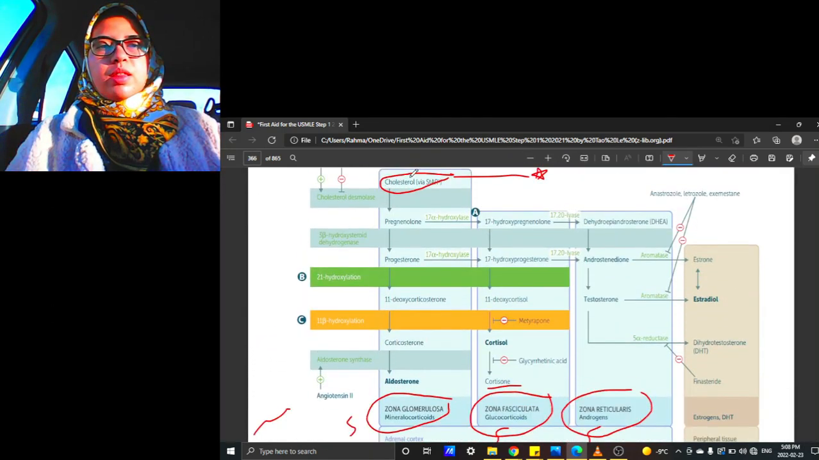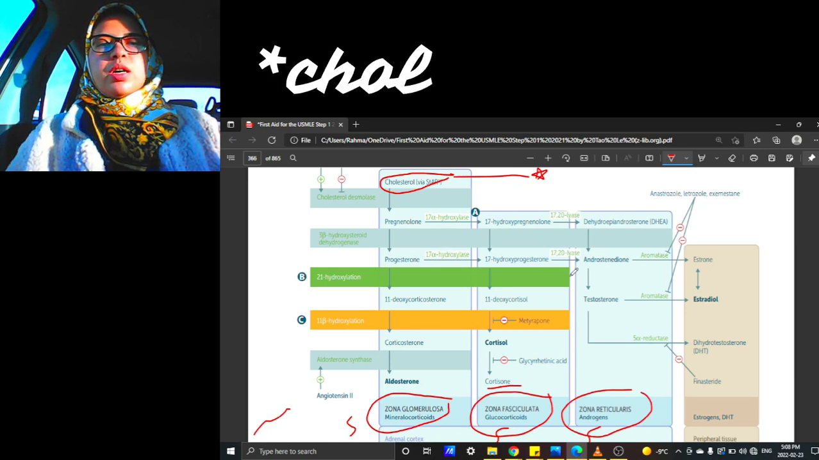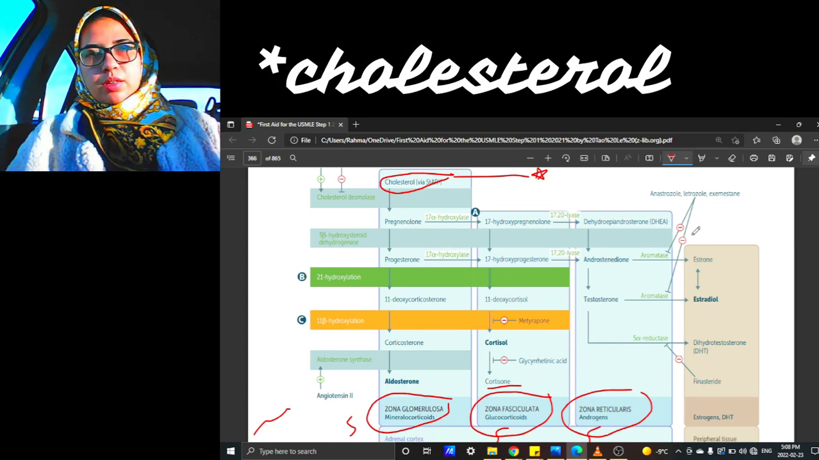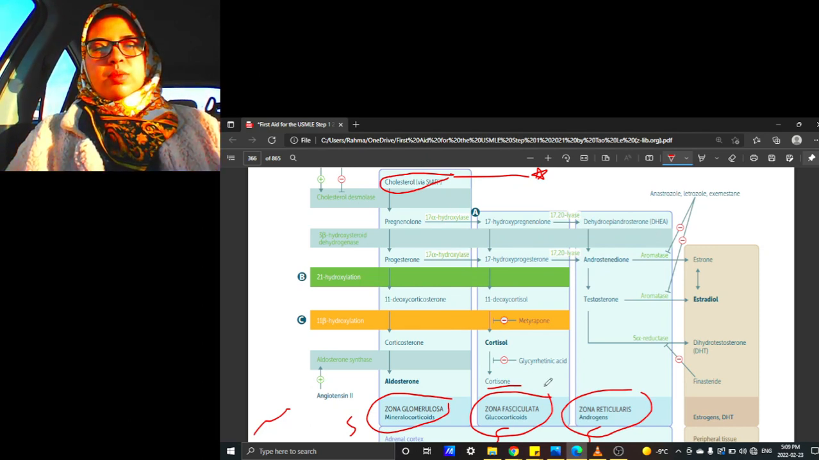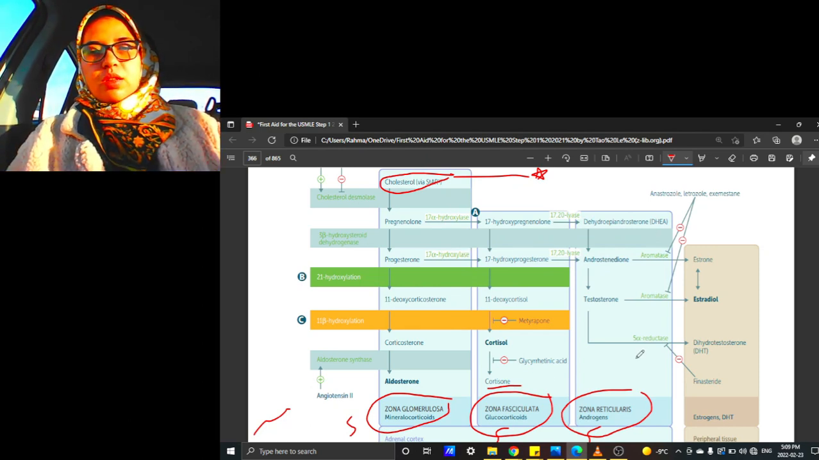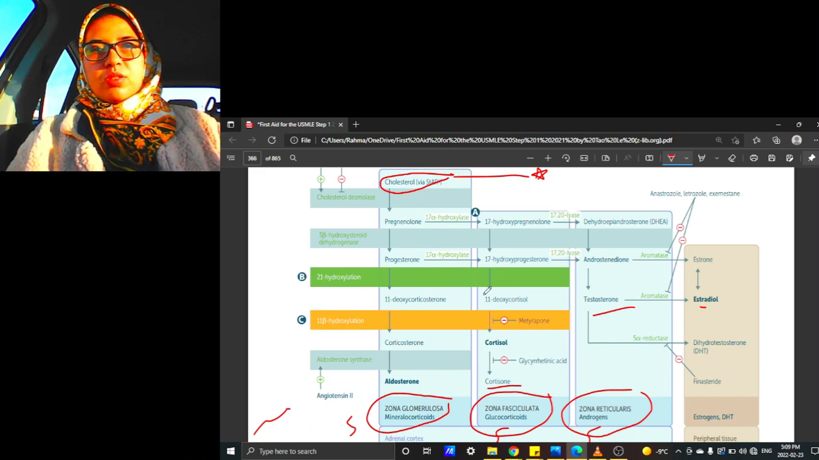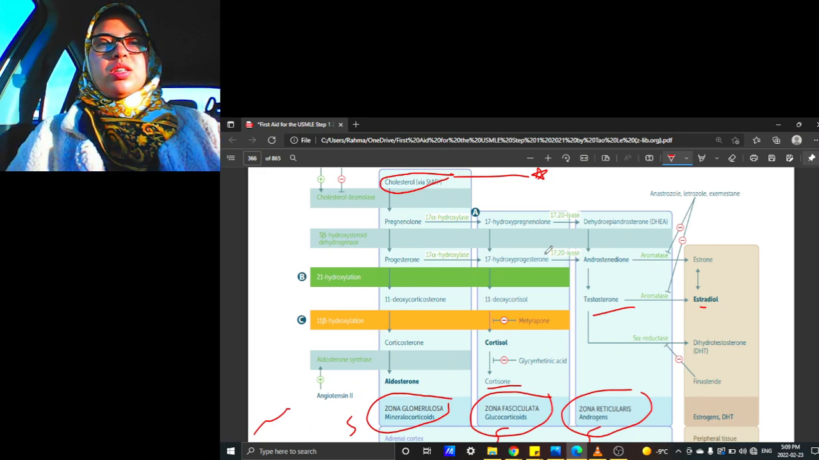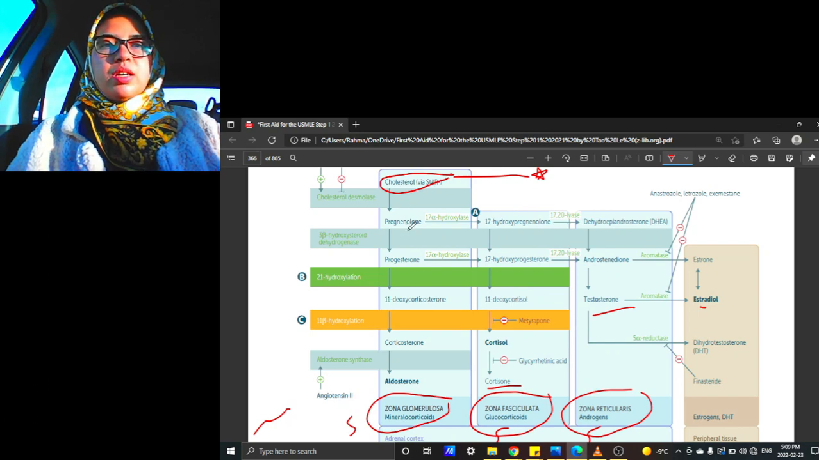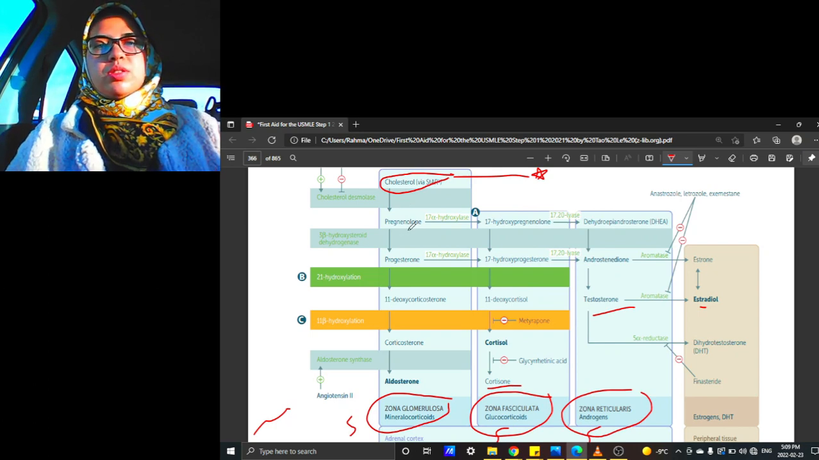Everything starts off with cholesterol, and every precursor comes from the previous area. You need to understand this. Let's start from the very end, the zona reticularis. If you want to make testosterone or estradiol, you need a compound that comes from the previous area, the zona fasciculata, which in turn needs another compound that comes from the previous area, the zona glomerulosa.